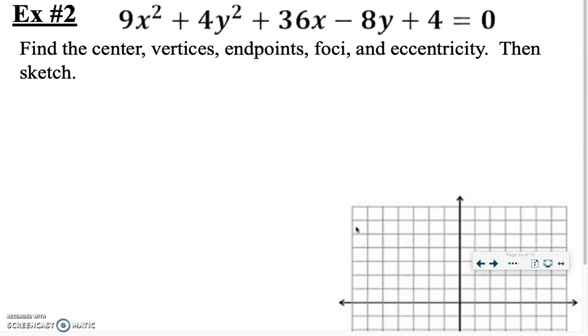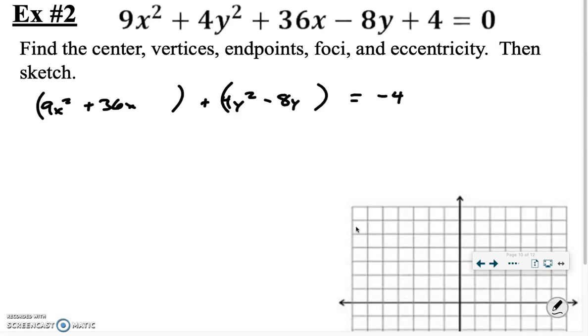The last problem that we have is going to be very, very similar. What we're going to start with in this particular problem, as we always do, is we're going to regroup. So we've got 9x² + 36x + 4y² - 8y, and I'm going to move my constant over so I have -4. Now in both cases, on the x term and on the y term, we have some factoring to do. If I factor the 9 out, that leaves me with x² + 4x. If I factor the 4 out, that leaves me with y² - 2y.